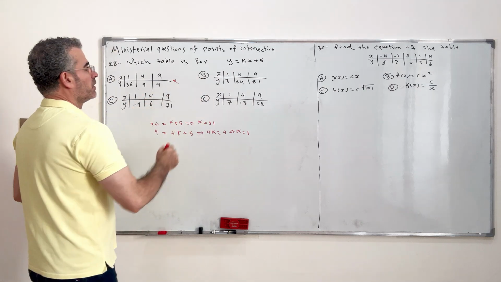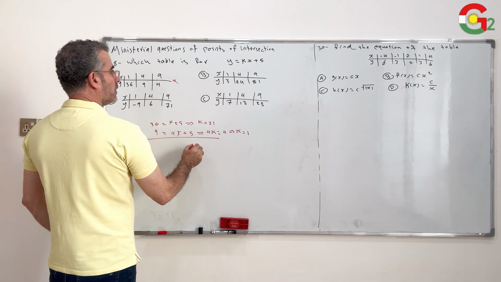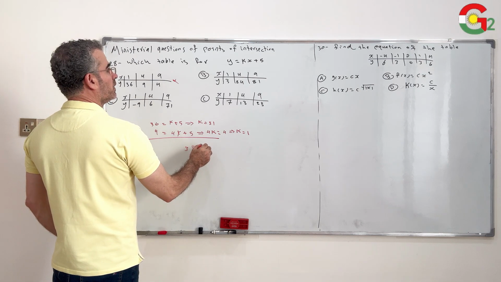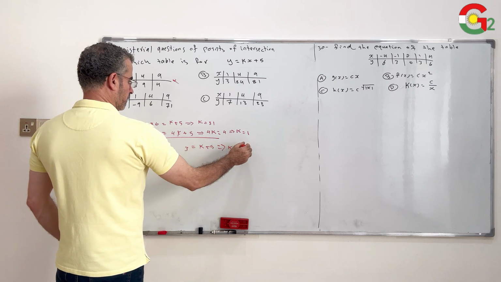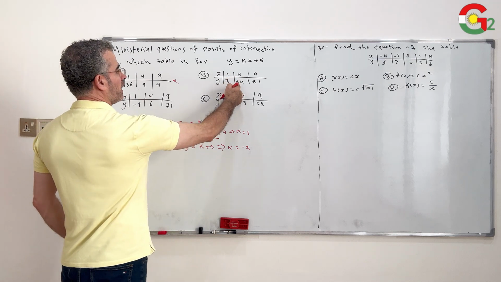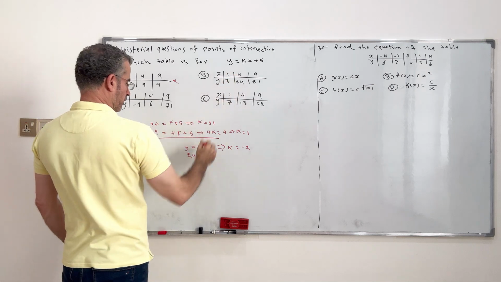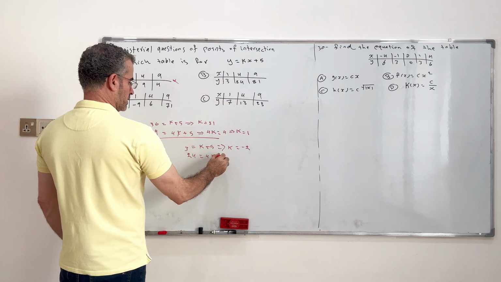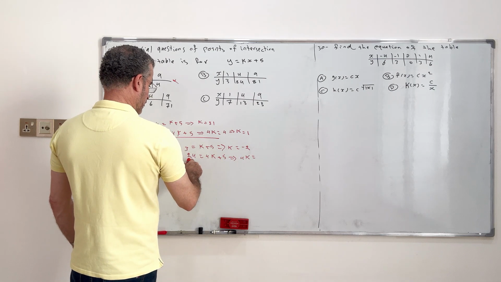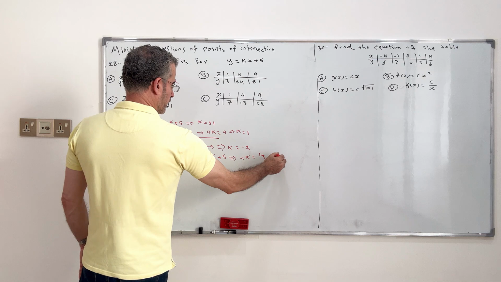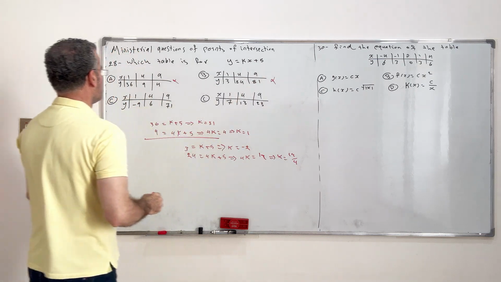Let me check B. When y is 3, x is 1, k plus 5, then the value of k is equal to negative 2. When y equals 24, x equals 4, 4k plus 5. This will give me 4k equal to 19, then k equals 19 over 4. It is not choice B.